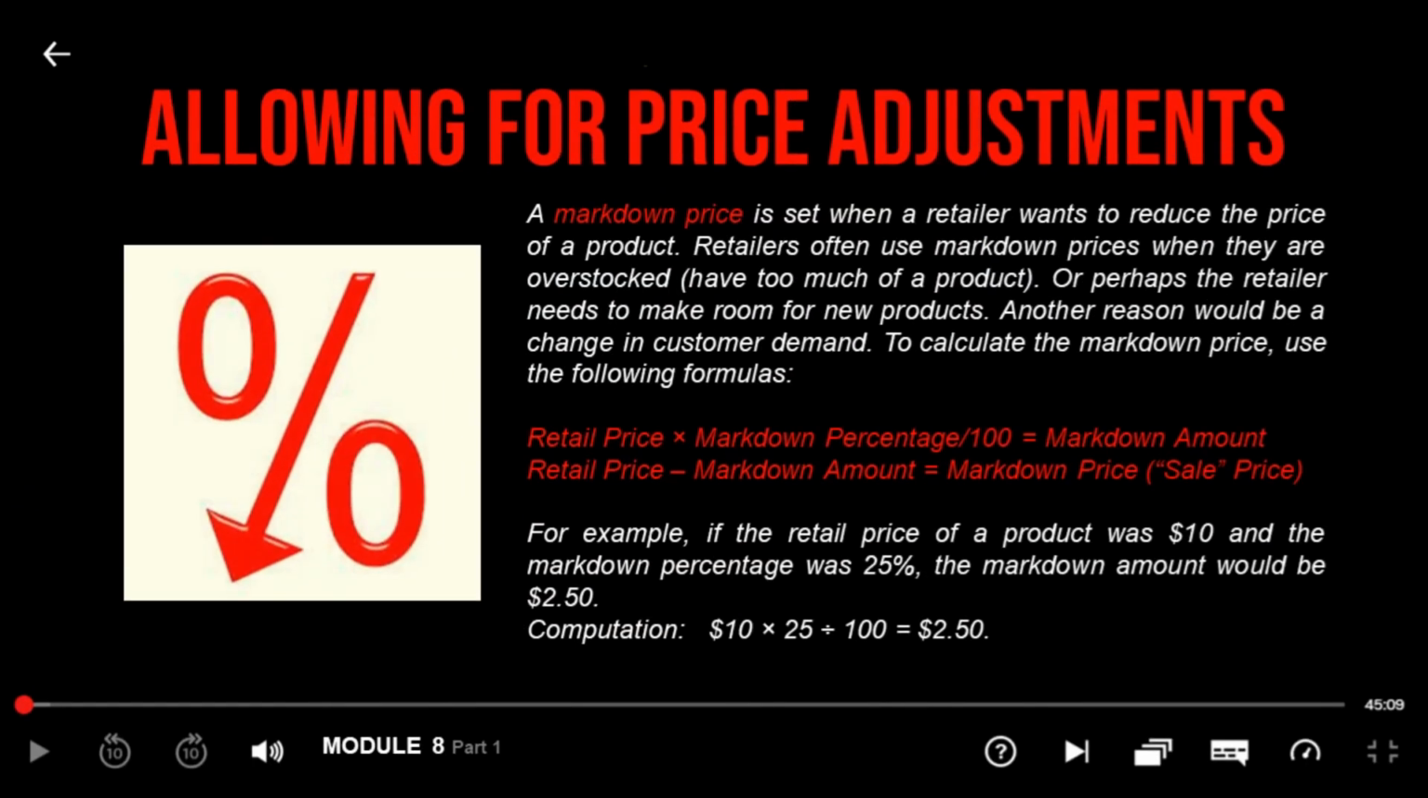Markdown price. Markdown price is also known as discount. It is the amount deducted from a selling price, whereas markdown price is the difference between the selling price, which is the price or the amount at which the item is actually sold, and the sale price, whereas sale price is the amount or the discounted price. To get the markdown price, we use the following formulas: retail price times markdown percentage divided by 100, we get the markdown amount, and then the retail price minus the markdown amount, we get the markdown price, which is the sale price that I have said a while ago.